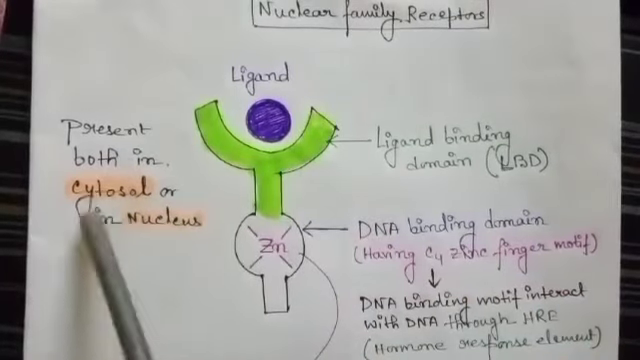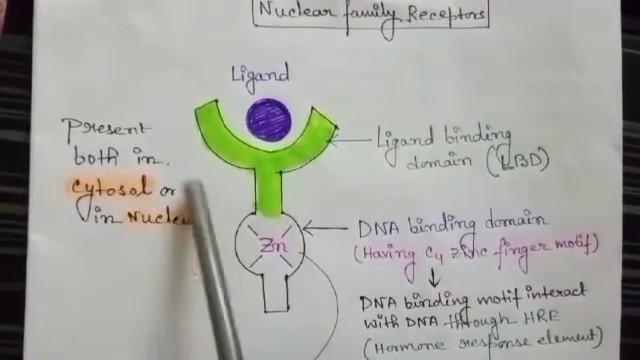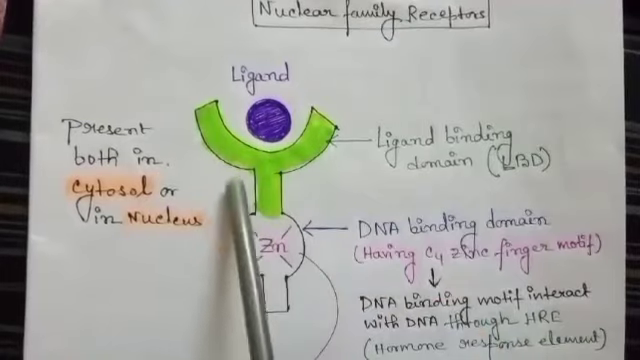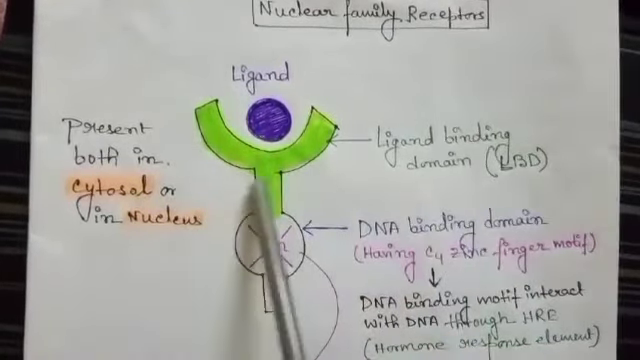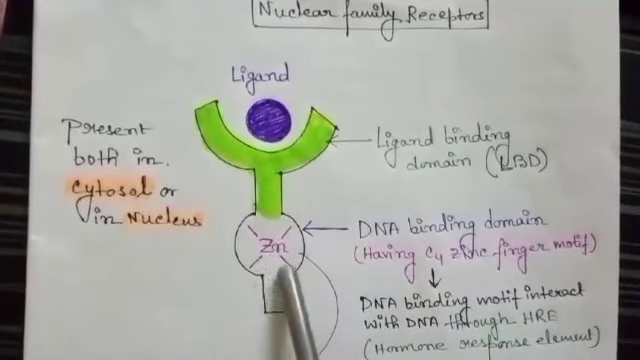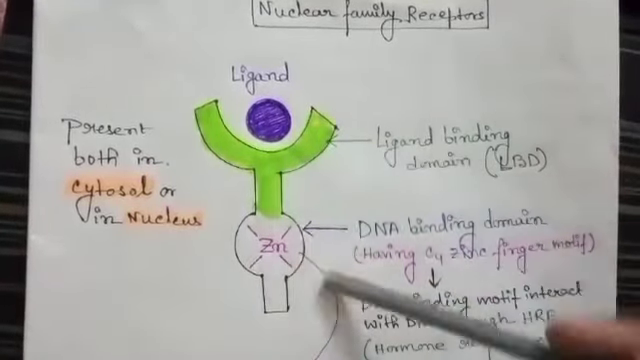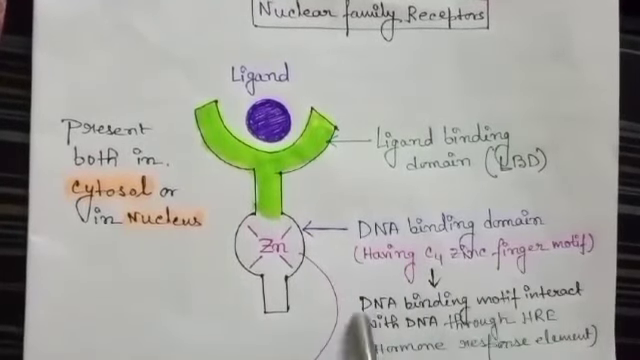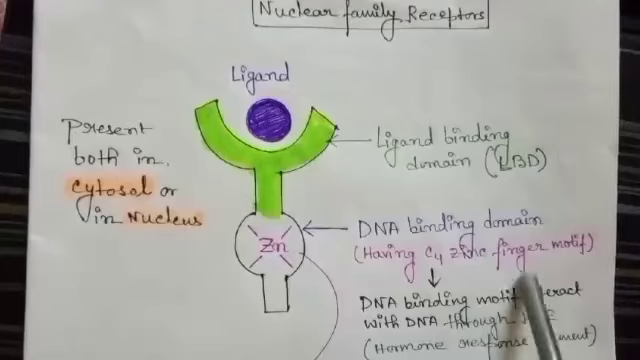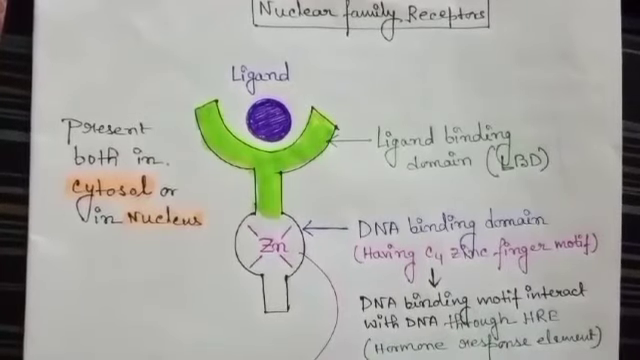During cell interaction, ligands come to the receptors, and at the ligand binding domain the ligand binds with the receptor. Then the signal passes through the DNA binding domain, where C4 zinc finger motifs interact with DNA through hormone response elements, and the mechanism gets started.